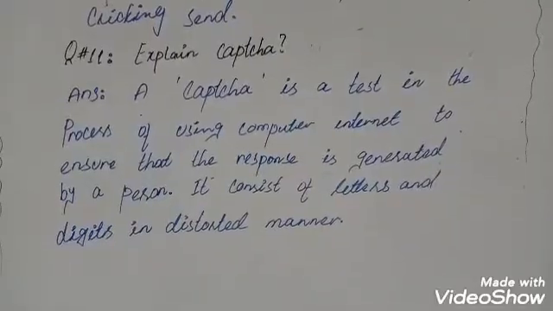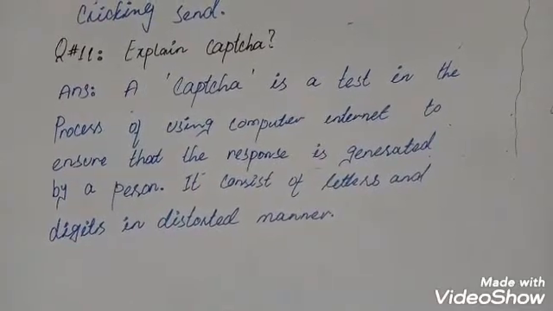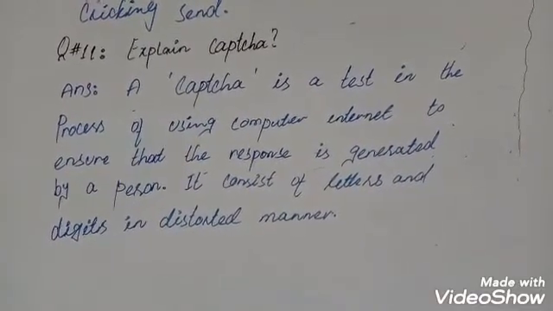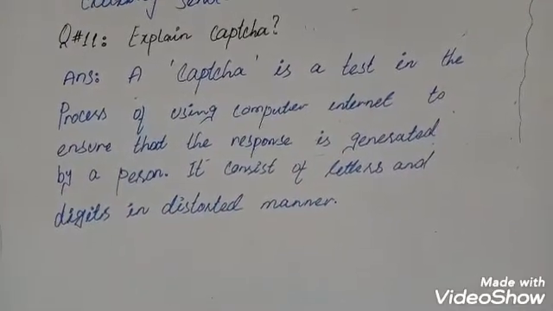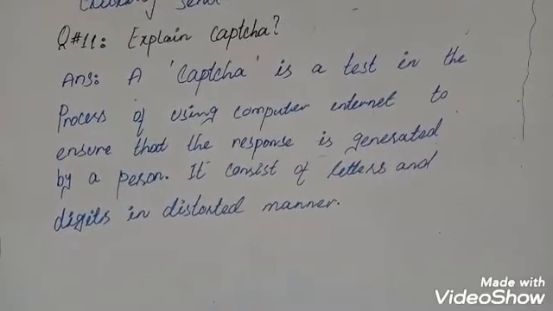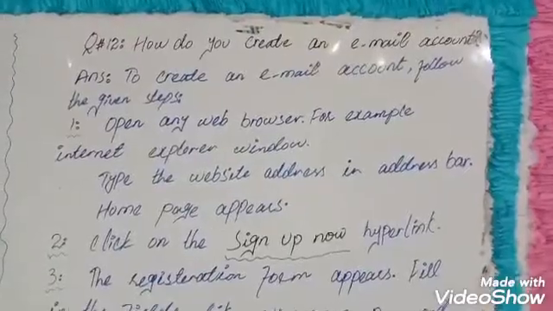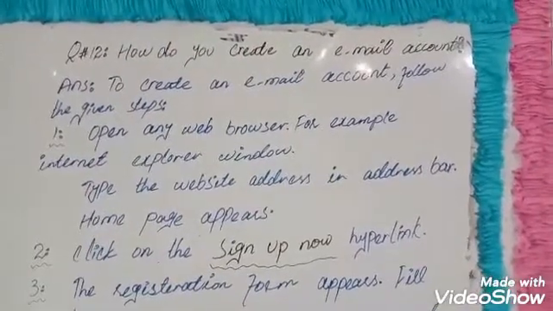Number 11. Explain CAPTCHA. Answer. A CAPTCHA is a test used in the process of using the computer internet to ensure that the response is generated by a person. It consists of letters and digits in a distorted manner. Last question is, how do you create an email account?